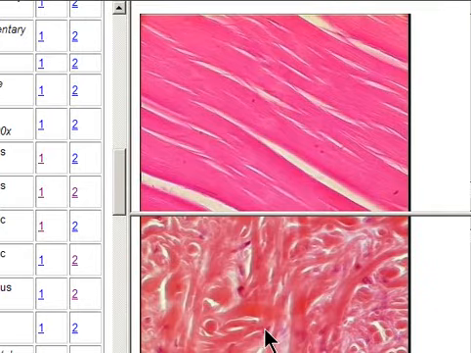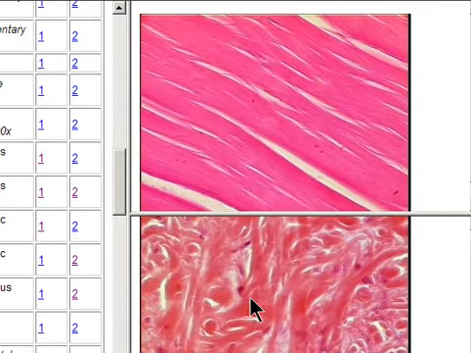And this is dense irregular connective tissue, where the bundles are in all different directions, and again you see some fibroblast nuclei, very different from what you saw over there. So therefore this is not dense connective tissue.